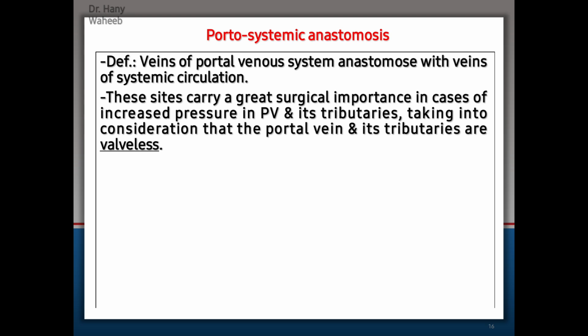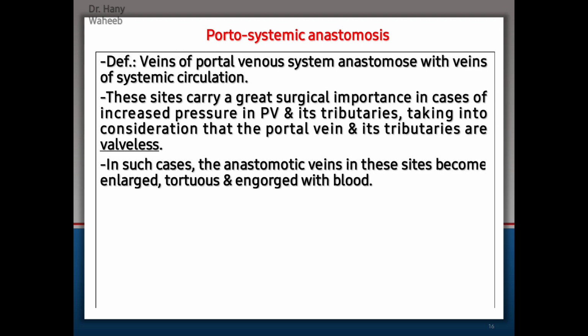Taking into consideration that the portal vein and its tributaries are valveless, the portal vein has no valves, so the blood could pass in either direction. In such cases, the anastomotic veins in these sites become enlarged, tortuous, and engorged with blood. So the veins at the sites of anastomosis are weak veins, become enlarged and filled with blood, engorged with blood, and tortuous, having a sinuous course.